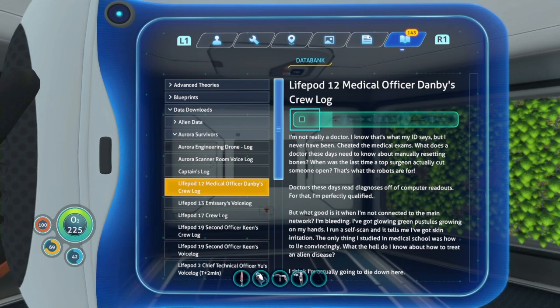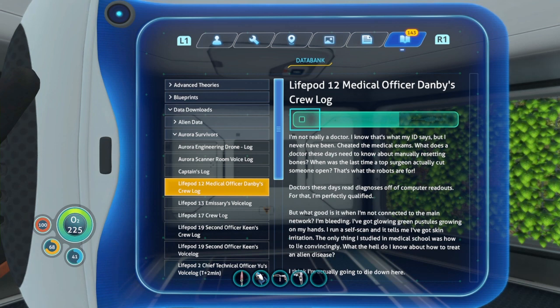Cheated the medical exams. What does a doctor these days need to know about manually resetting bones? When was the last time a top surgeon actually cut someone open? That's what the robots are for. Doctors these days read diagnoses off of computer readouts. For that, I'm perfectly qualified. But what good is it when I'm not connected to the main network?